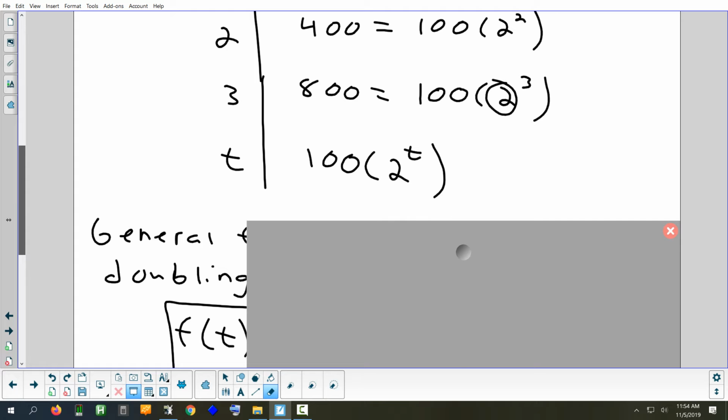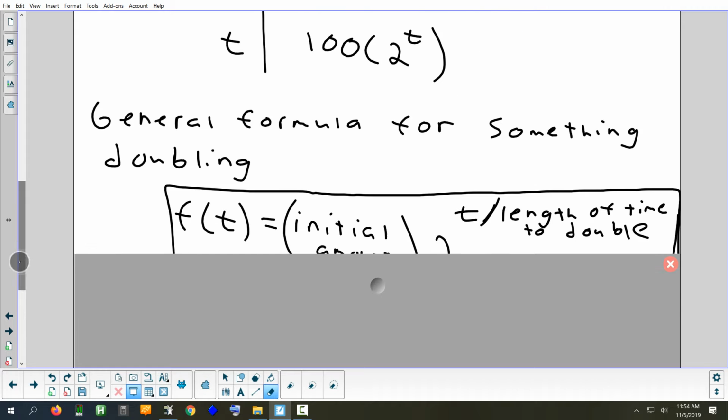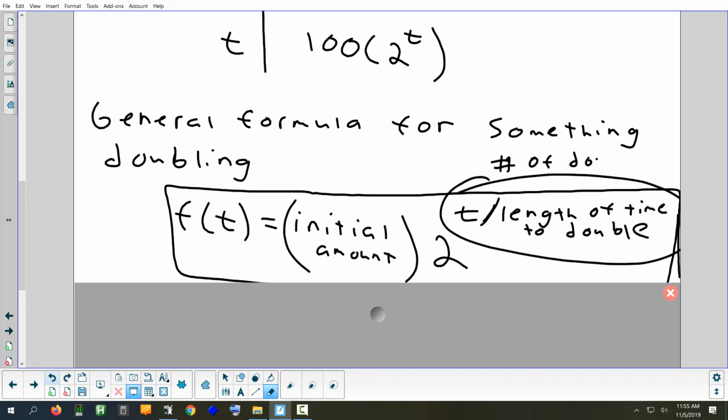So this is the formula for bacteria doubling. Now, in the problem I just did, how quickly did it double? Every hour. So I didn't even really need this part. But this, right here, that I just circled, that whole thing, is the number of doubling periods that have happened.